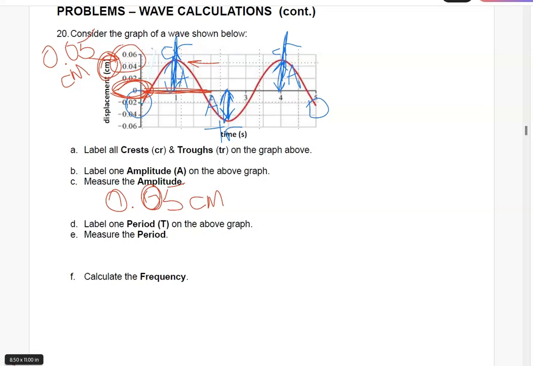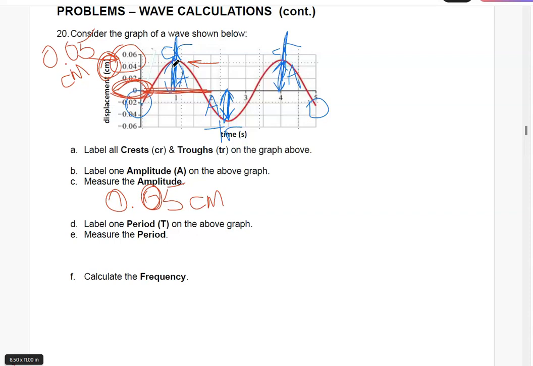Part D says label one period with a capital T on the above graph. So this is a wave graph versus time, so we can find the period on it. If this was versus length, as I mentioned before, we would be able to find the wavelength, but we can find the period on this type of graph. And the period is the length of time for one full cycle. It's how many seconds per cycle. Remember, it's the inverse of frequency. Frequency is how many cycles per second. Period is how many seconds per cycle.